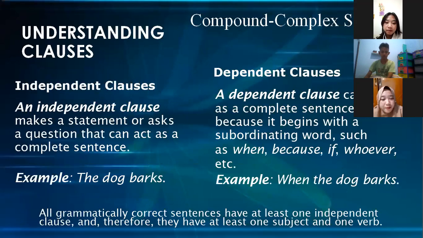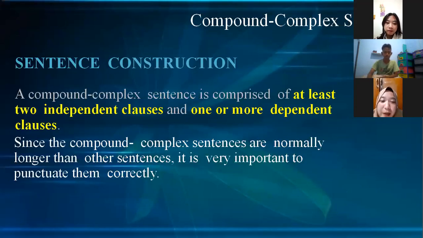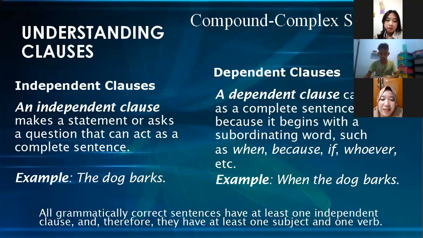Okay, thank you, Novi. Sentence construction. A compound complex sentence is comprised of at least two independent clauses and one or more dependent clauses. Since compound complex sentences are normally longer than other sentences, it's very important to punctuate them correctly. Next.